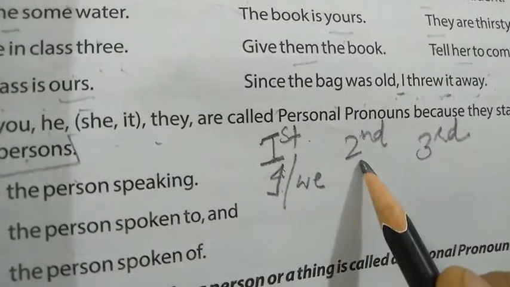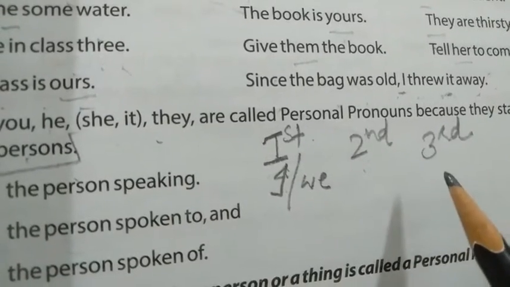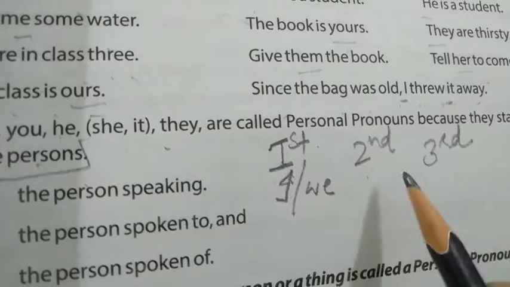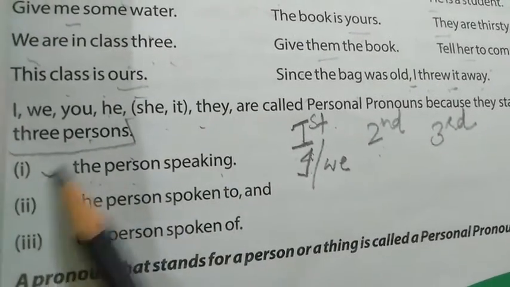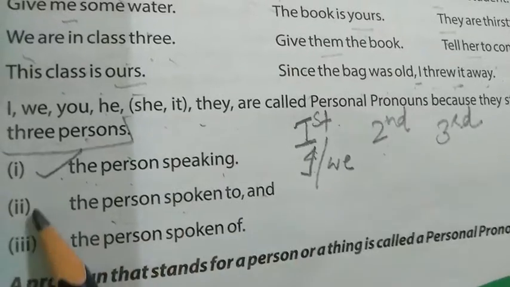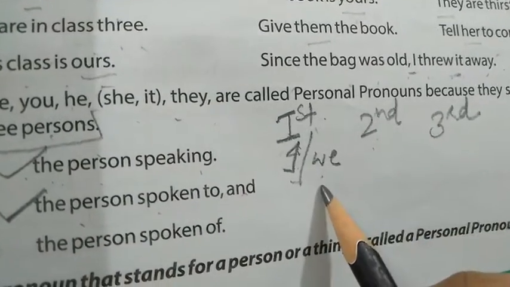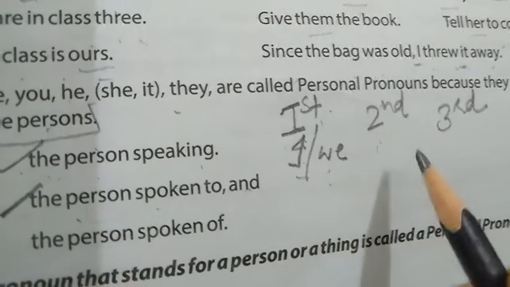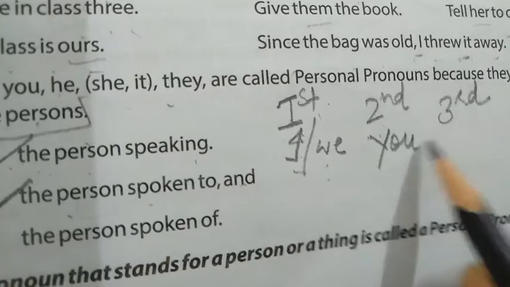Then second person, the one to whom we are speaking. The person spoken to. You can see here also the person speaking is the first person. The person spoken to is the second person. Like I am speaking, I am the first person and I am speaking to all of you. Then I will write here you.